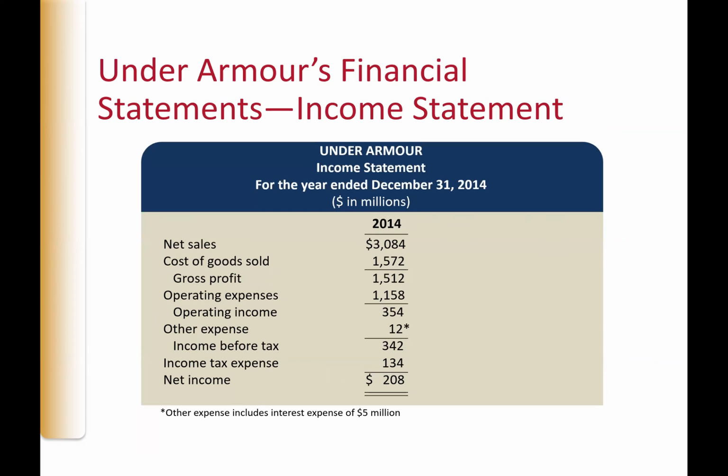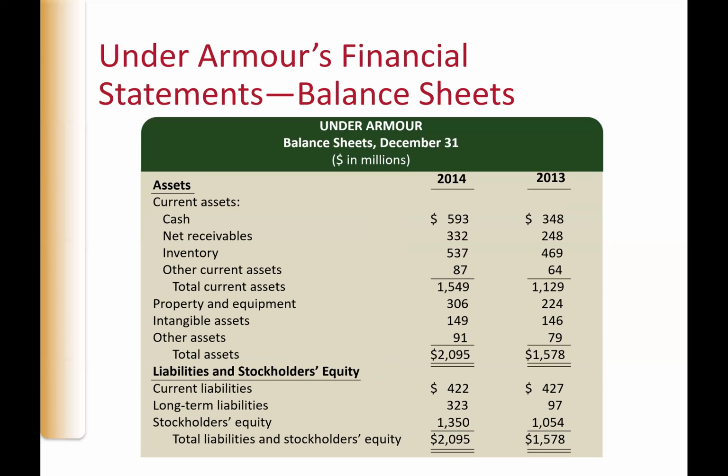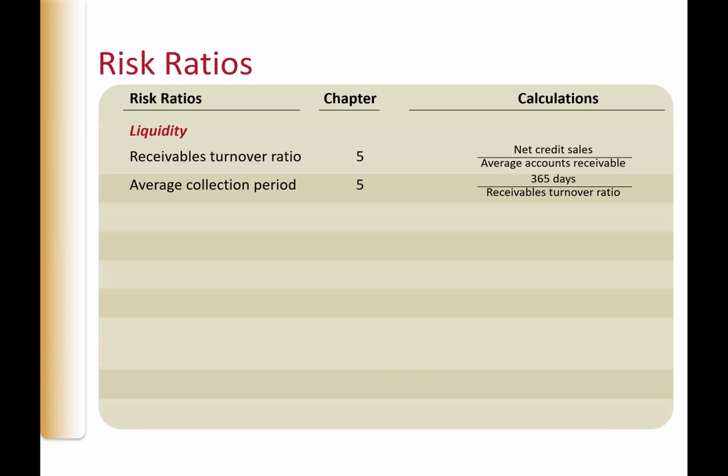So in this case, if we've got Under Armour, we've got the income statement, and here we have the balance sheet. We're not going to just take the figures from 1 year, from one day. We're going to come up with an average. So when we're dealing with current assets, we would take the 1549 plus the 1129 divided by 2 to come up with an average, because we know a balance sheet is a snapshot in time. If we take the figures from 13, and the figures from 14, divide them by 2, we come up with an average.